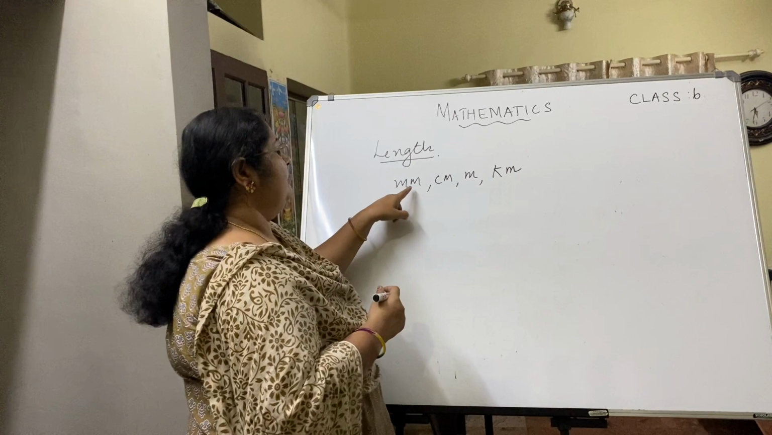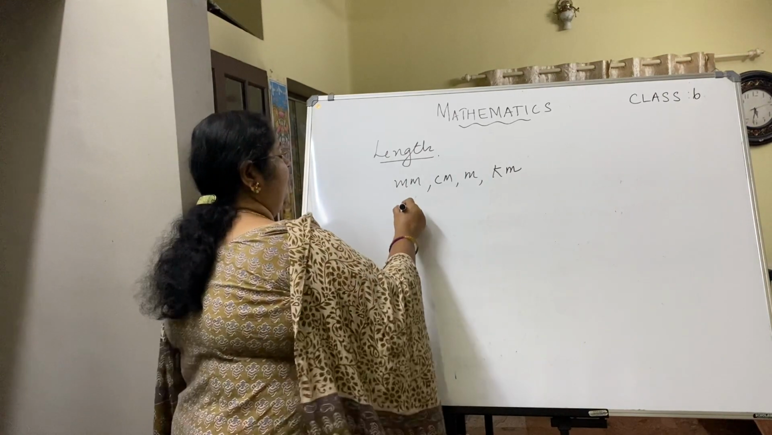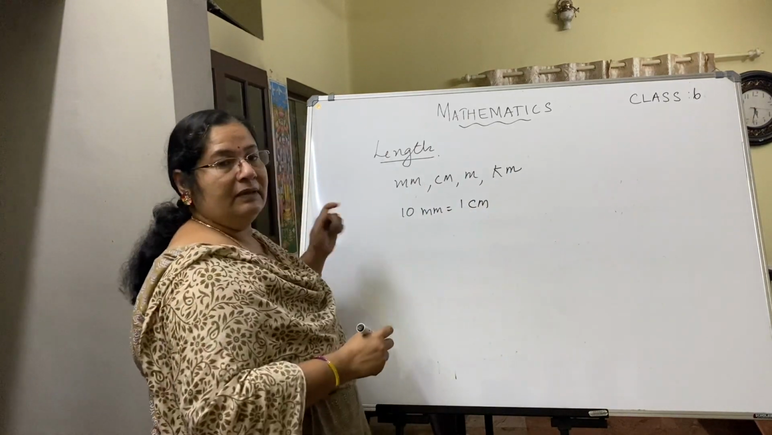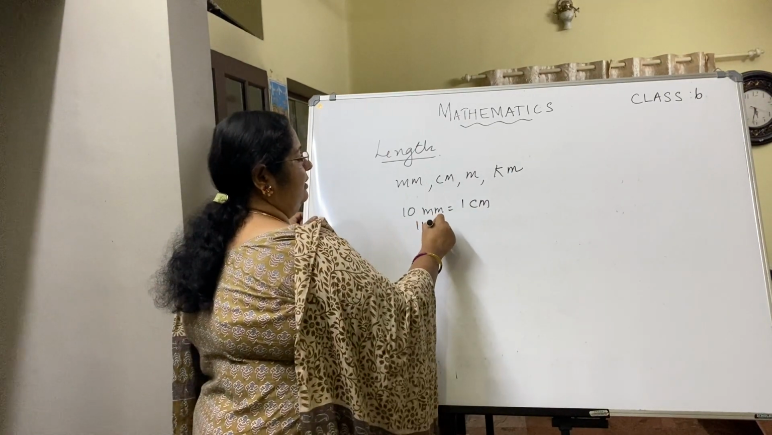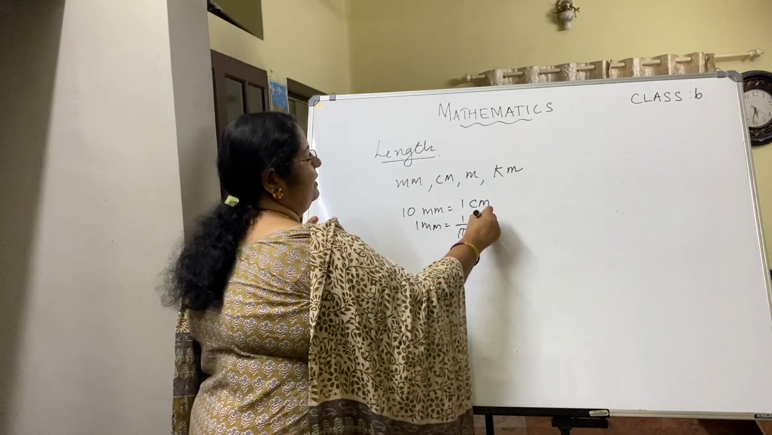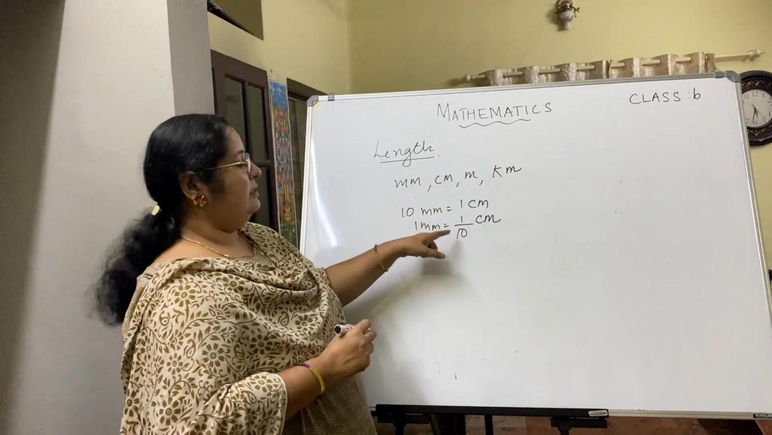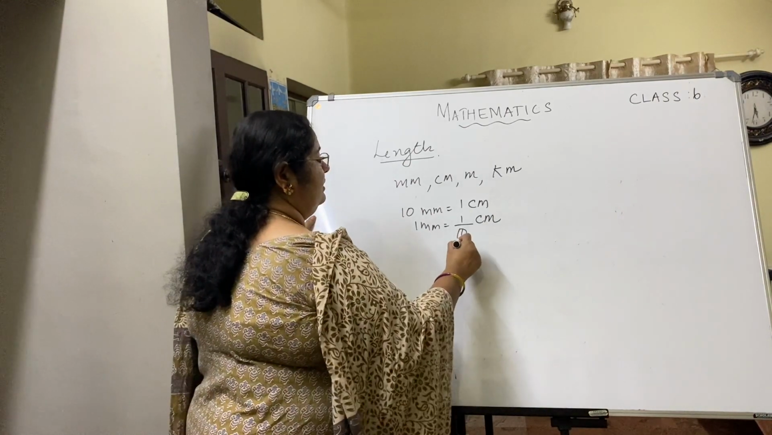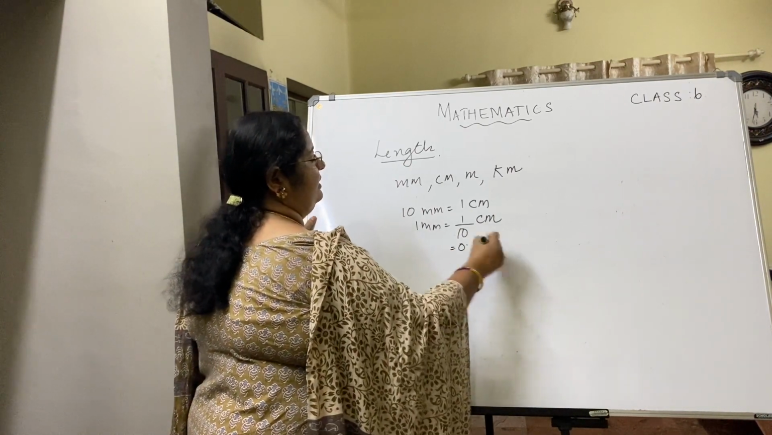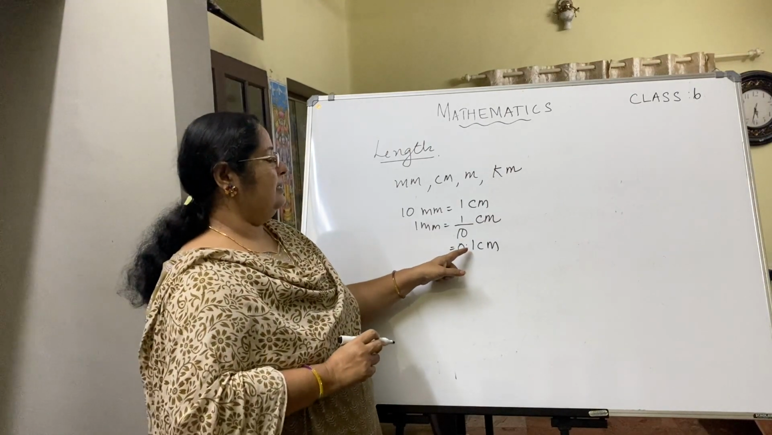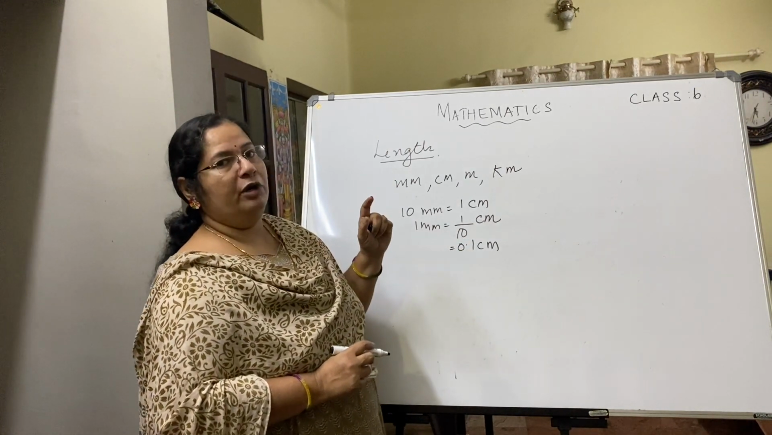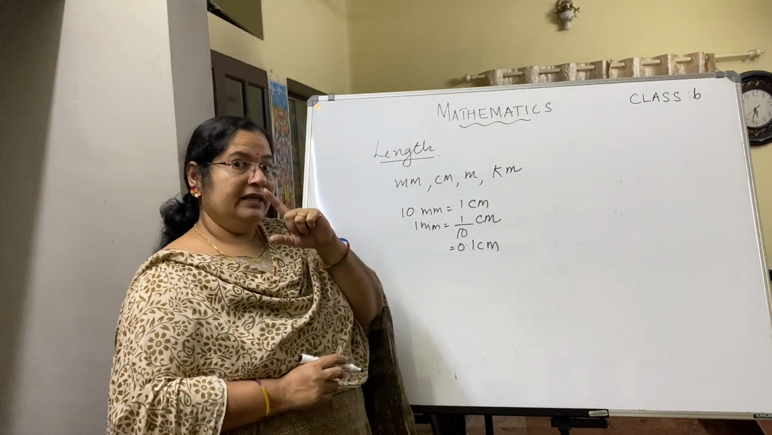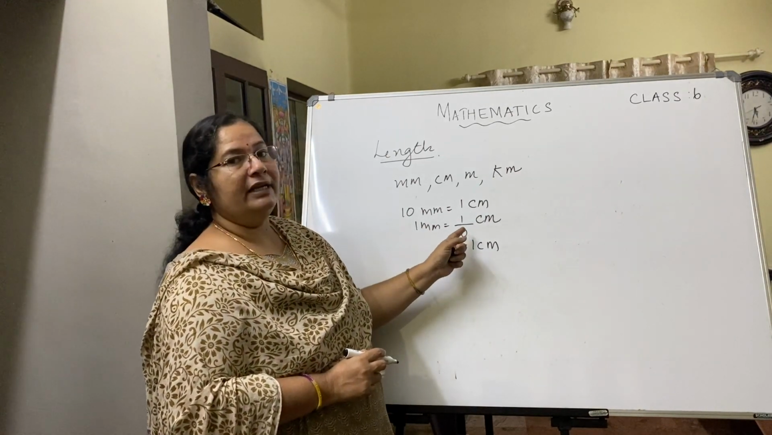So what is the relation between millimeter and centimeter? 10 millimeter is equal to 1 centimeter. So what will be 1 millimeter? 1 millimeter is 1 by 10 of a centimeter. Now what is this 1 by 10 converted to a decimal? It will be 0.1 centimeter. For making 1 by 10 as 0.1, what did we do? We shifted the decimal point 1 place towards the left because the denominator here is 10.